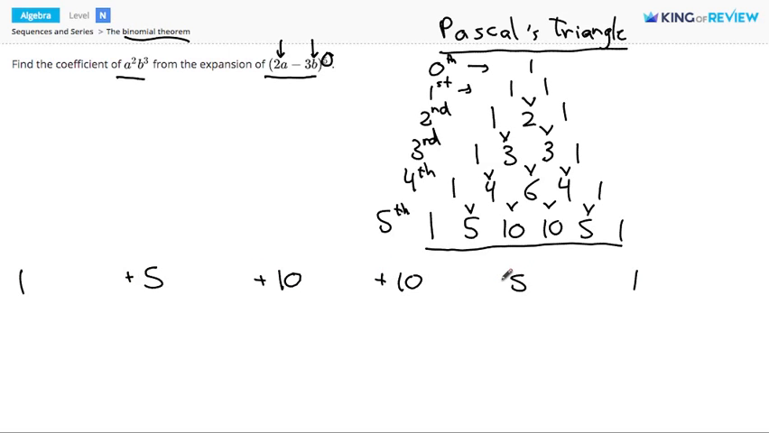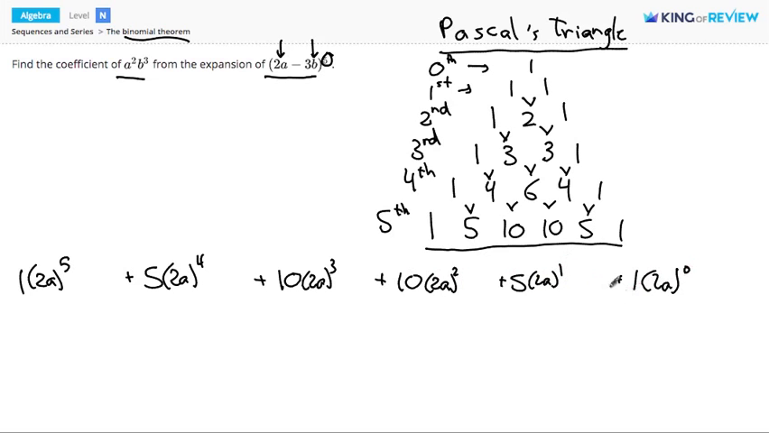Now we need to fill in the rest of the terms, since those are just the coefficients. So we start with the first component of our binomial, 2a. The first term will have 2a raised to the 5th power, since that's the power we're raising our binomial to. The next term will go down by 1 exponent, 2a to the 4th, and we'll continue like that, 2a cubed, 2a squared, 2a to the 1st, and 2a to the 0th.